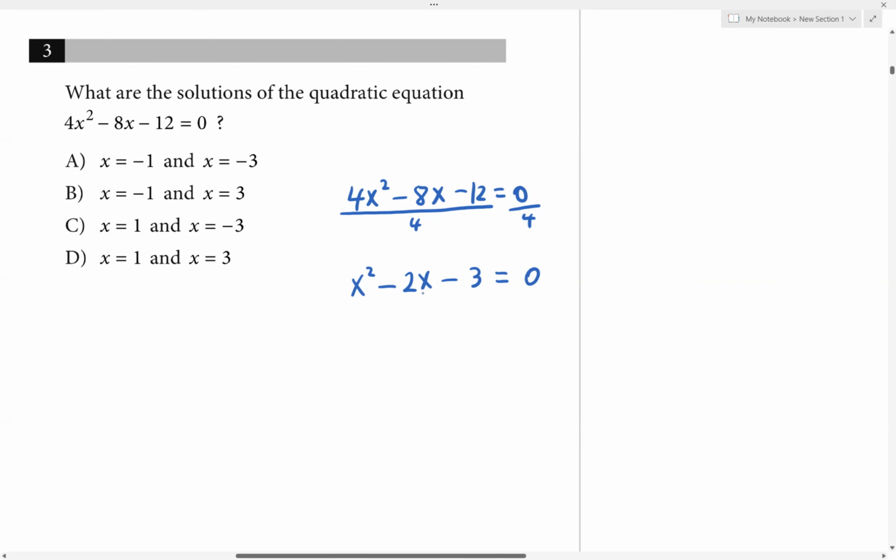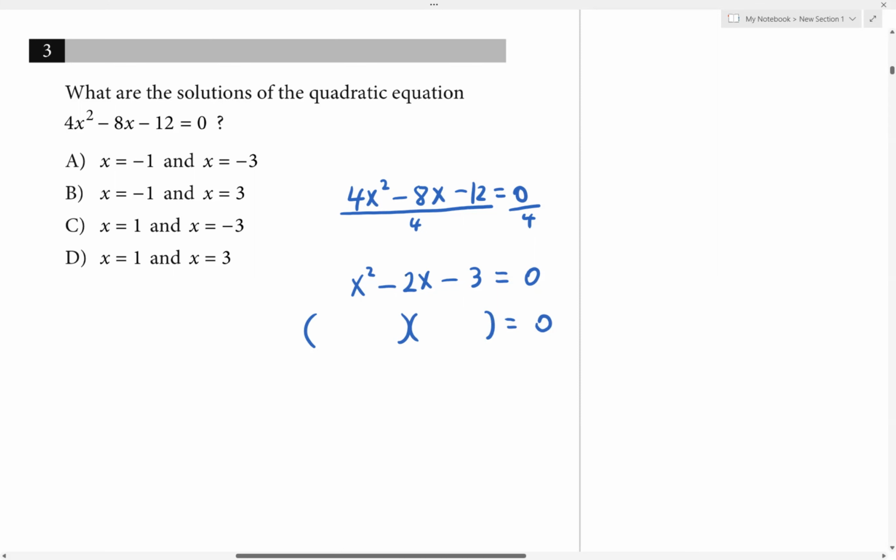So once we're here, we could plug in the answer choices, right? If you're not 100% sure how to solve from here, we could plug in the x values from the answer choices and see if it's equal to 0 or not. Both solutions have to work in order for that to be correct. Or to solve it algebraically, this one we can factor. So let's just go and factor this.